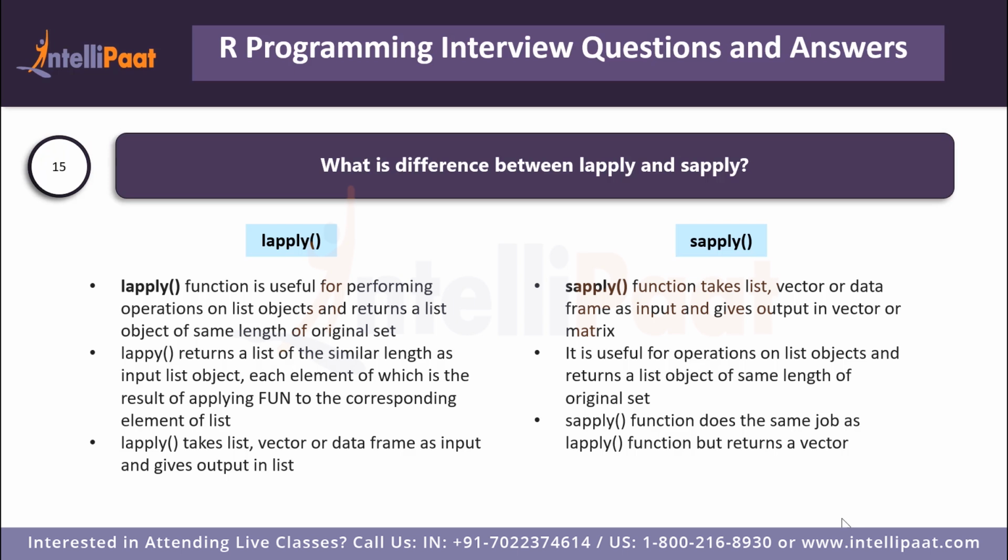Whereas sapply is useful for operations on list objects and returns a vector of same length of original set. Now in lapply, it takes a list, vector or data frame as input and gives the output in list itself. But in sapply, it does the same job as lapply, but it returns a vector. So this is the major difference between lapply and sapply function. Now let us move on to the next question.